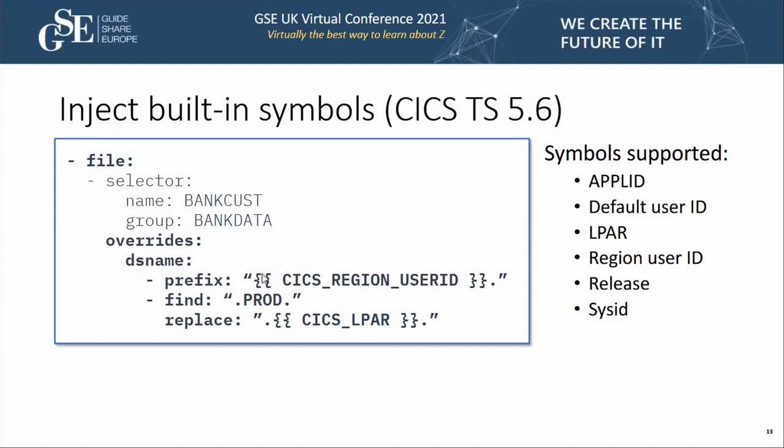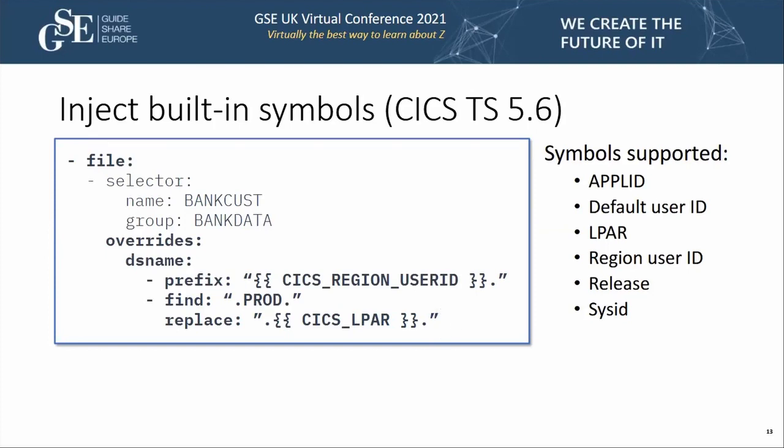And so here we put a prefix in of the CICS region user ID, and we've also done a find for dot prod dot. So we're looking for a part of the dataset name that has dot prod in it, and we're replacing that with dot and then the CICS LPAR name and dot. So you can imagine situations where you might want to do something like that, where you do have production values, and maybe you're rolling out a test, and for each test you have files that are very specific. A data set that is specific for each LPAR.